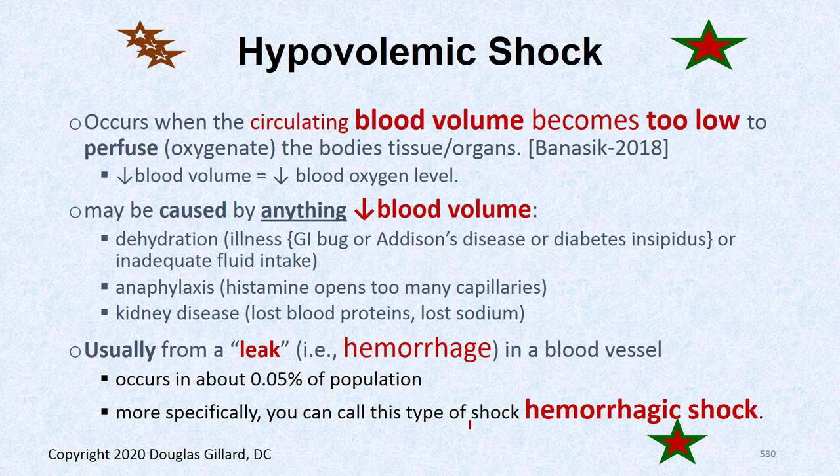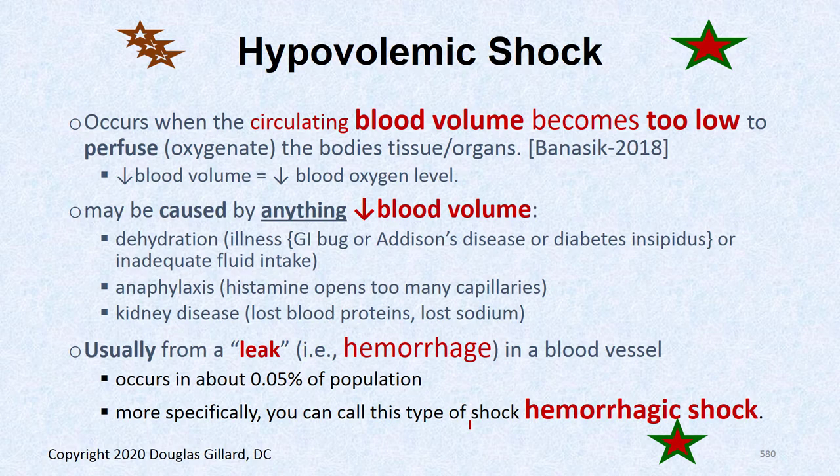Addison's disease, right? We need aldosterone. Without aldosterone, you can't reabsorb water from the blood, so it's another way. Or diabetes insipidus is ADH. You need ADH to withdraw free water from the nephron. So that's another one. Anaphylaxis can cause this as well. You could call that anaphylactic shock, though, as well. Maybe not the greatest. That probably should be under anaphylaxis.